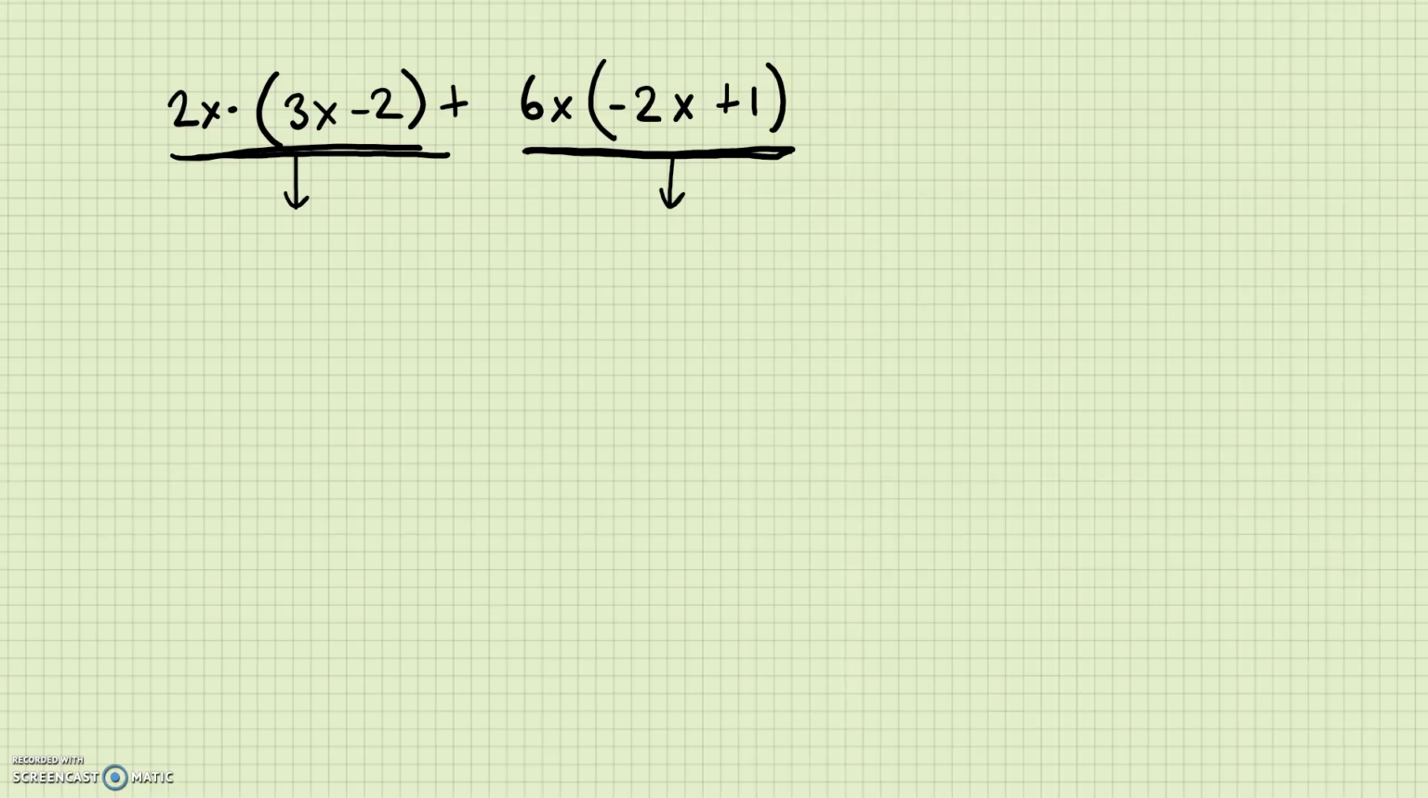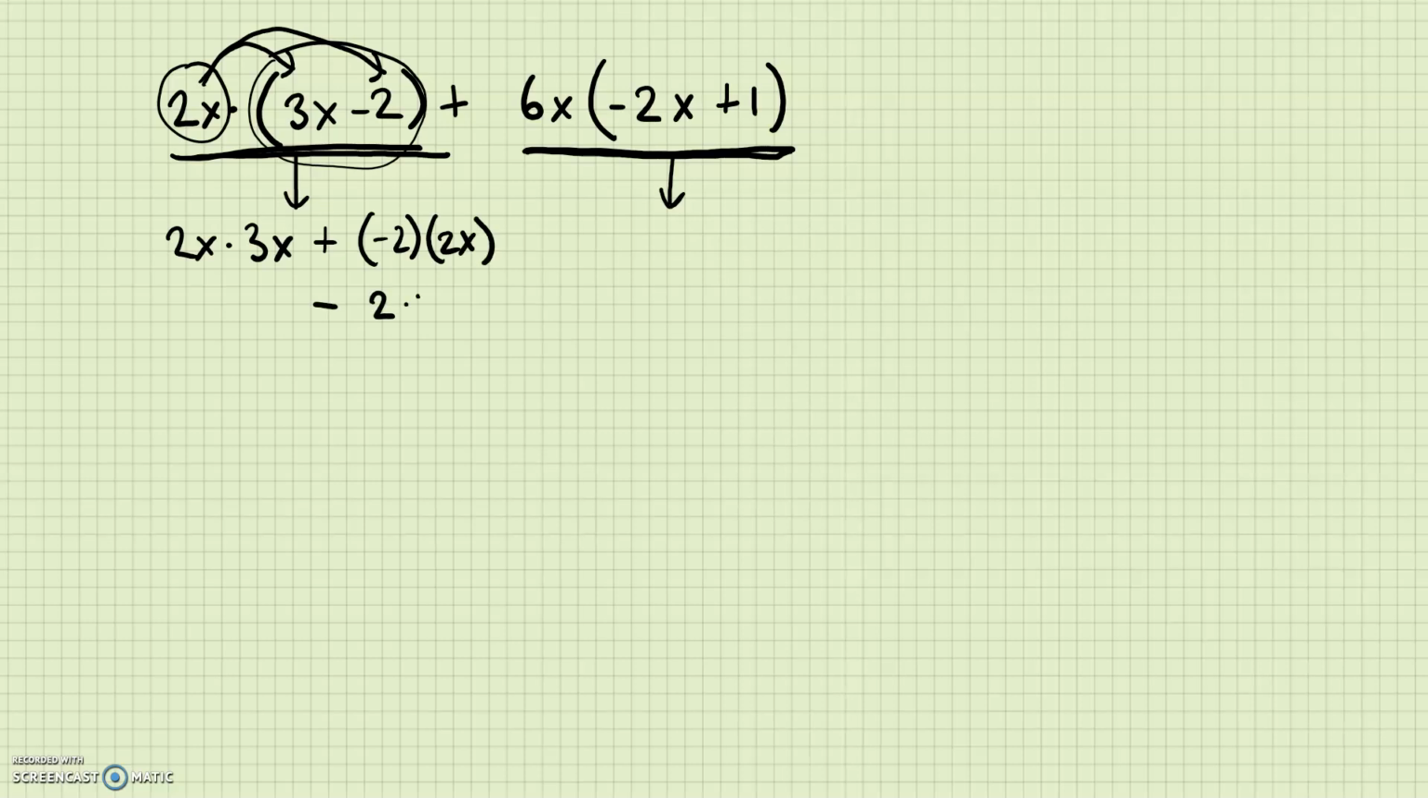So for the first part, we have a monomial times a polynomial. So we'll need to distribute the monomial to each of the terms. And you'll get, for the first part, 2x times 3x. And then plus negative 2 times 2x. Or again, you can write this as simply just minus 2 times 2x. It's fine either way. Plus 6x times a negative 2x plus 6x times 1.